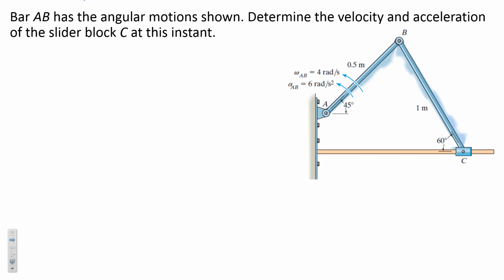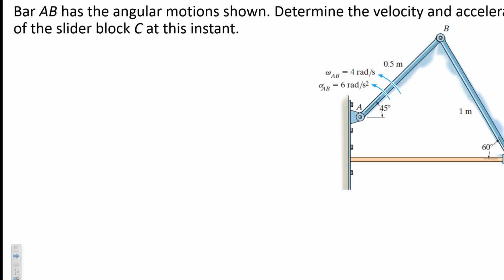In this problem, we want to find the velocity and acceleration of point C. For these kinds of problems, first you need to draw the kinematics diagrams of each link. Let's start with link AB. Velocity of point A is 0, acceleration of point A is also 0 because it's a fixed point.